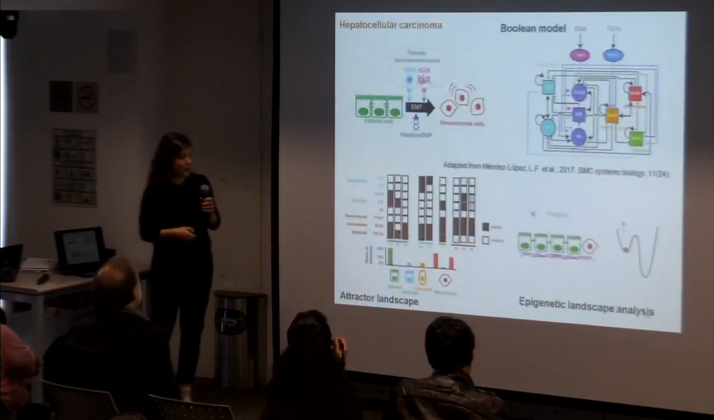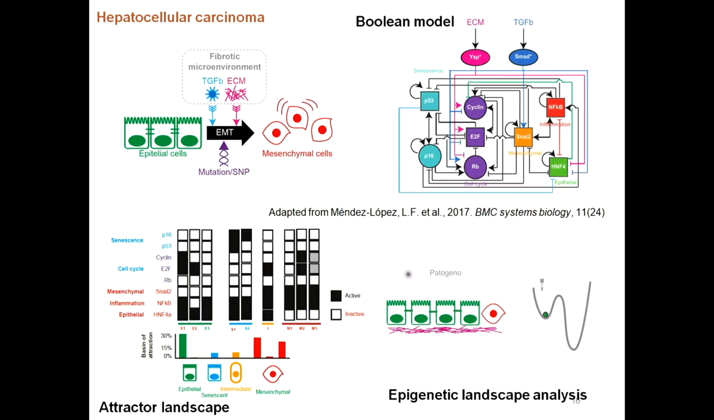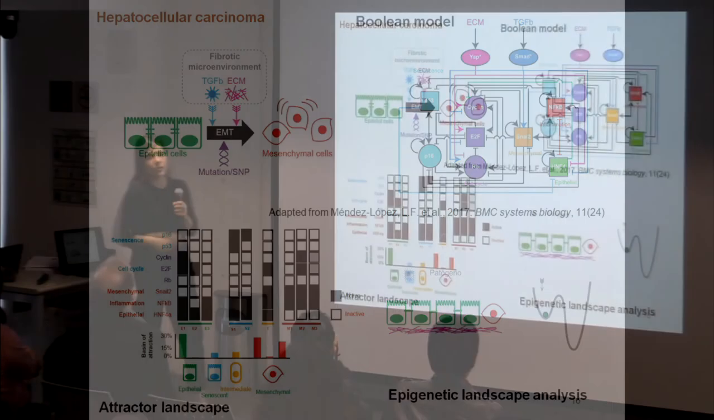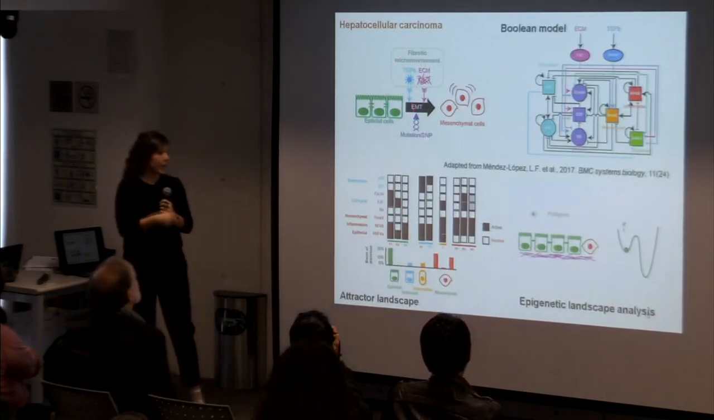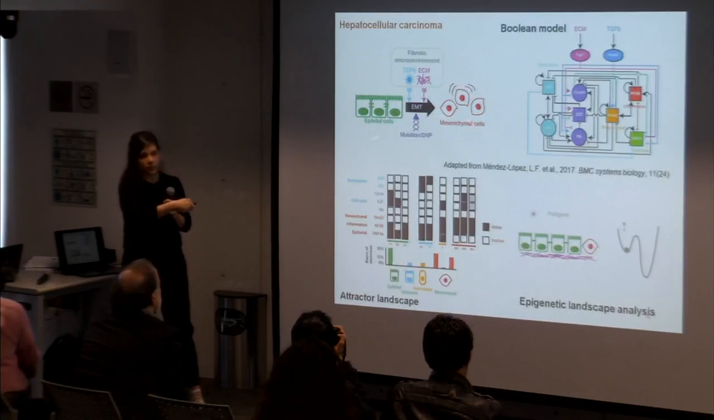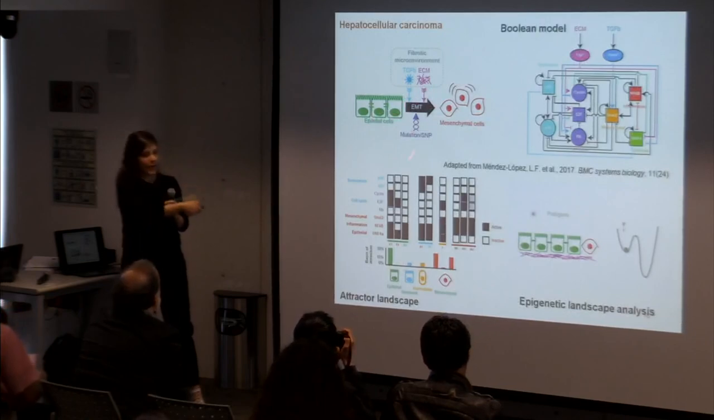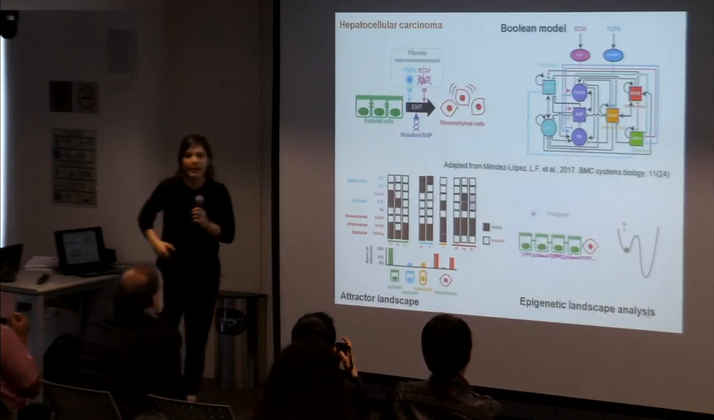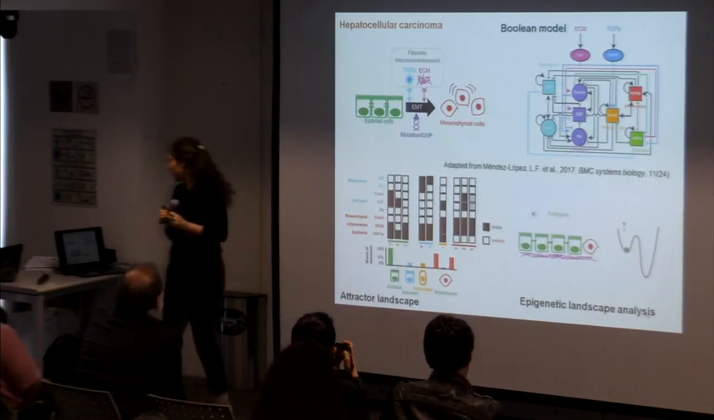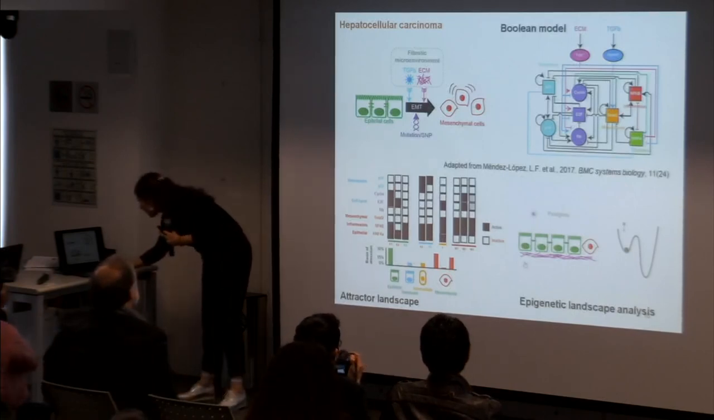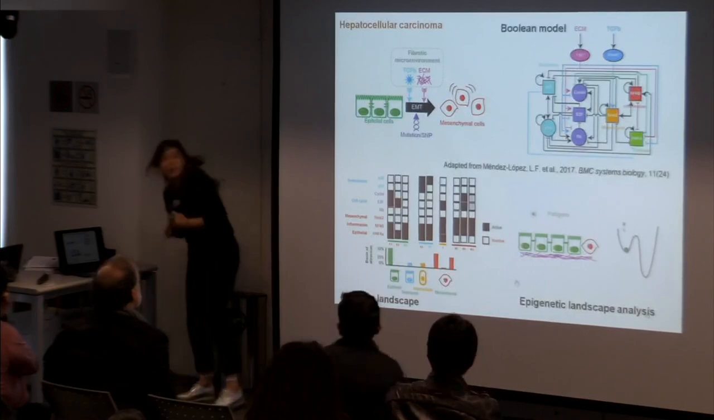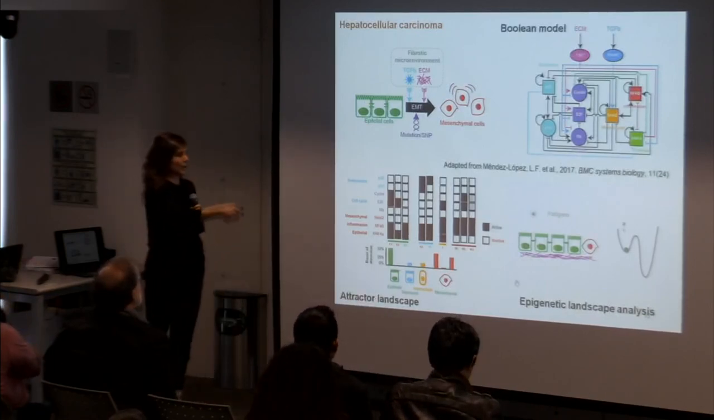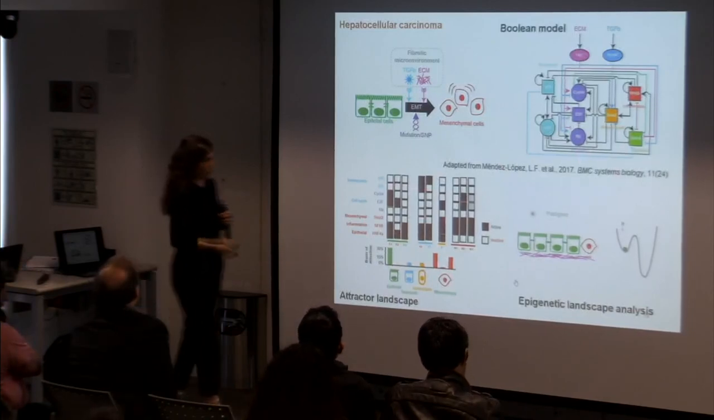And finally, the last model I want to talk to you about very quickly is a model about hepatocellular carcinoma, where our question was how a profibrotic microenvironment composed of inflammation and changes in rigidity of the liver leads to the transition of a healthy epithelial tissue to mesenchymal cells, which are invasive. Again, using Boolean modeling and epigenetic landscape analysis, we're characterizing this perturbation.